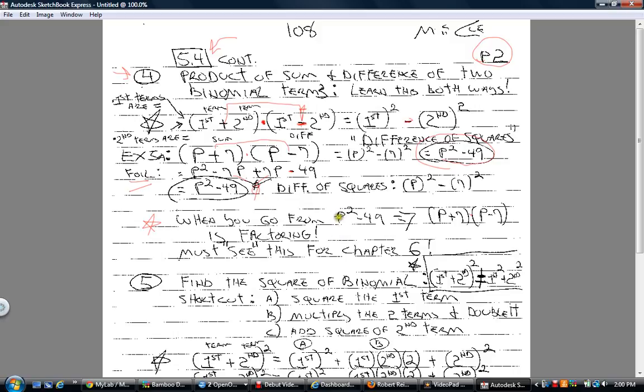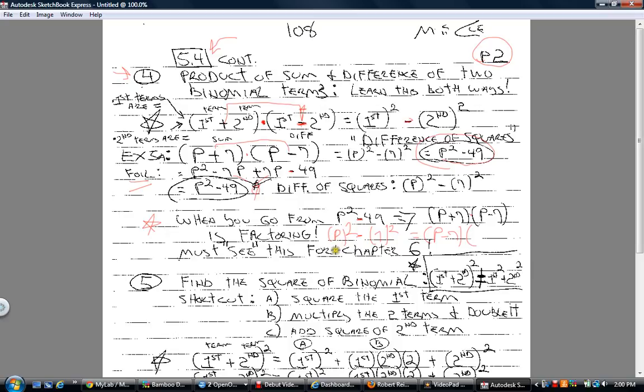So if you saw something like this, the difference of squares, which means the subtraction, I would say, can you take the square root of the first term? And you would say yes. Subtraction, can you take the square root of the second term? You'd say yes, thus leaving you p minus 7.